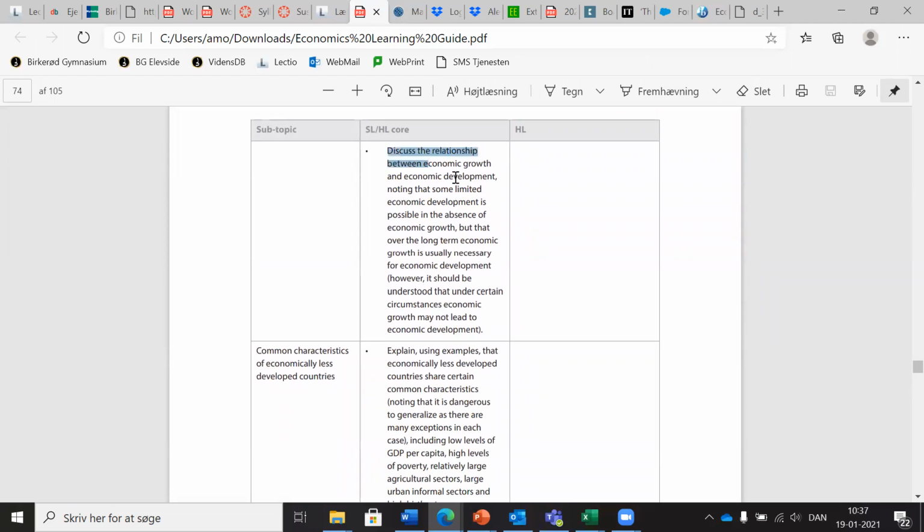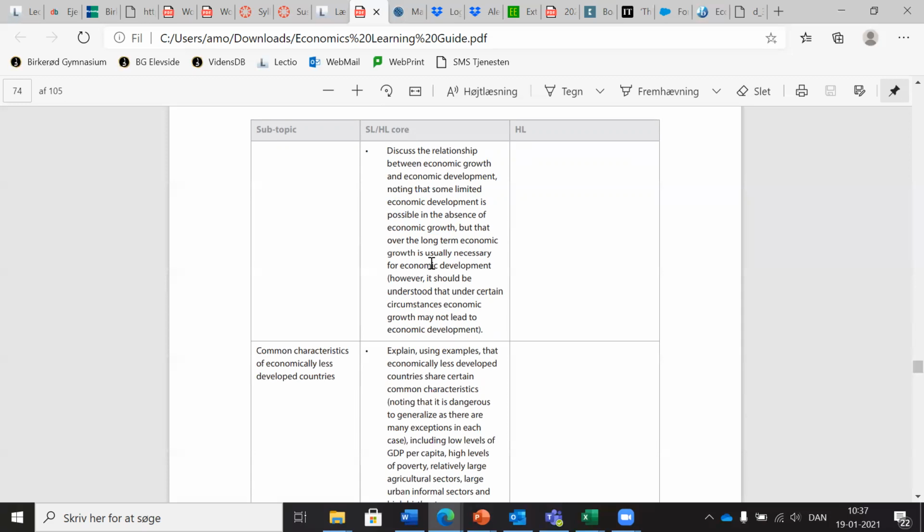You need to be able to understand the relationship between growth and development. So the harsh reality is that only limited economic development is possible in the absence of economic growth. So you need economic growth in order to properly develop.